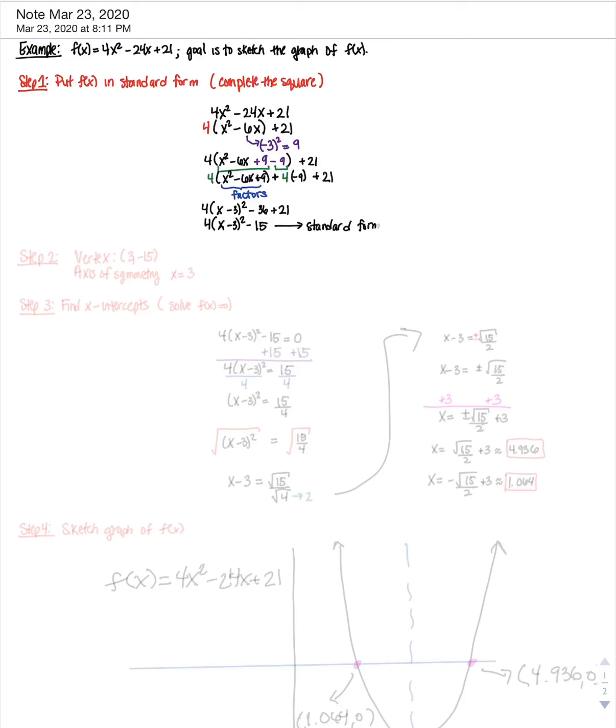Once we are in standard form, we're immediately able to find our vertex and our axis of symmetry. So step 2 is to write that down. So our vertex point is going to be the point 3, negative 15, and our axis of symmetry is the vertical line x is equal to 3.